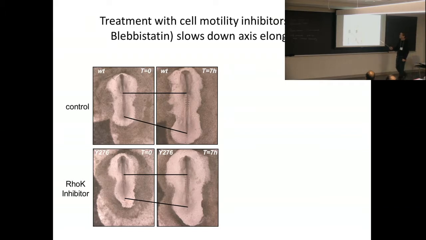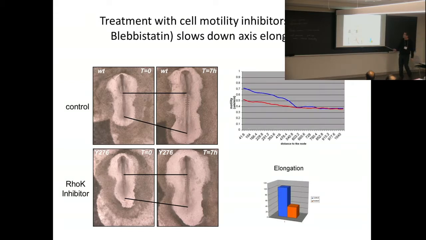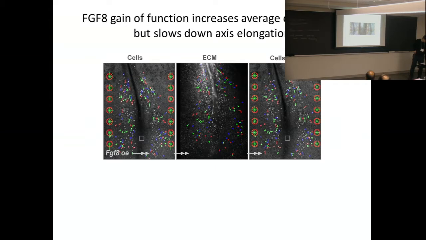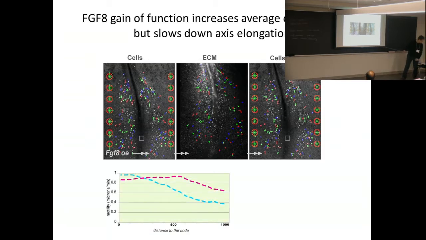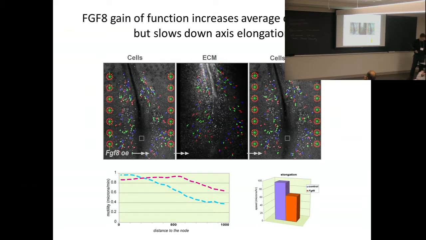When you block with inhibitors of cell movement, like for instance Rho kinase inhibitors or blebbistatin, you get the same result. You also flatten the gradient and you downregulate elongation, suggesting that the cell movements are important for elongation of the axis. Interestingly, when you do the converse experiment, that is when you overexpress FGF8, so you increase the temperature, what you see is that you flatten the gradient, but in an upper position, so you increase the motility of cells overall, but you also decrease the elongation because you lose the directional bias, which is imposed by the gradient.